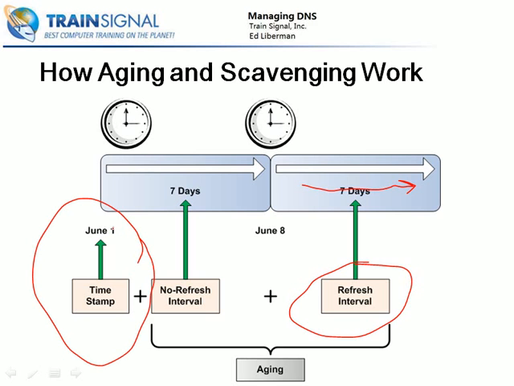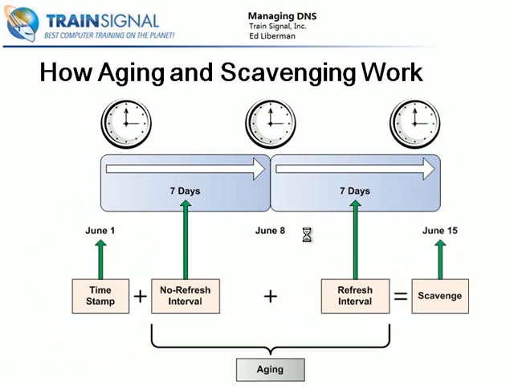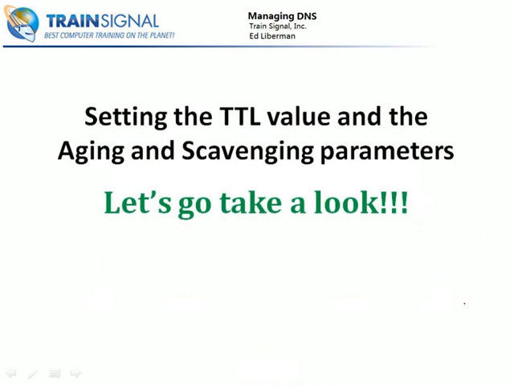Of course, that timestamp would now be maybe, for instance, let's say June 10th. Maybe that's when it happened. And then we start the whole process all over again. But if in that 7 days there is not a refresh made, then on June 15th, the entire aging process has completed, and the record can now be scavenged from the database. That's how aging and scavenging works.